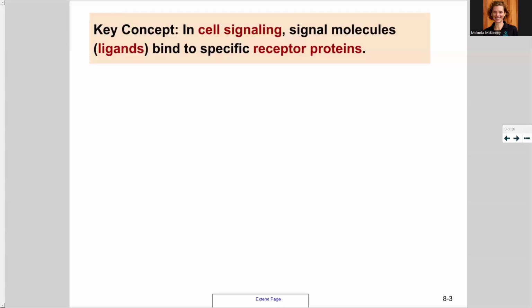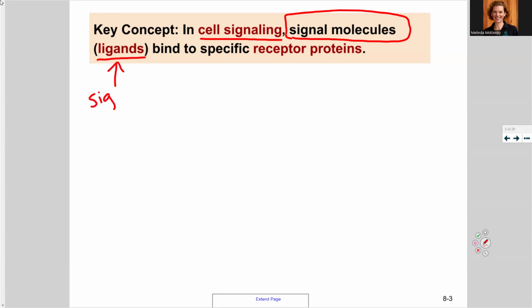This Bio 181 video is on cell signaling. It's chapter 9. In cell signaling, cells are communicating, so they're sending physical molecules to one another. These molecules are called ligands. So this is the signal molecule. It's a new vocabulary word, ligand.